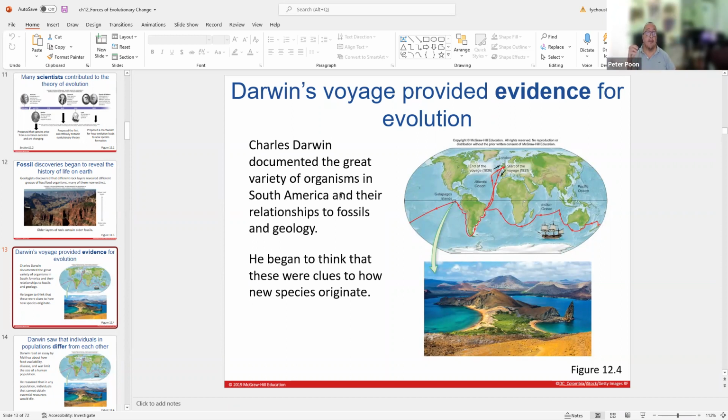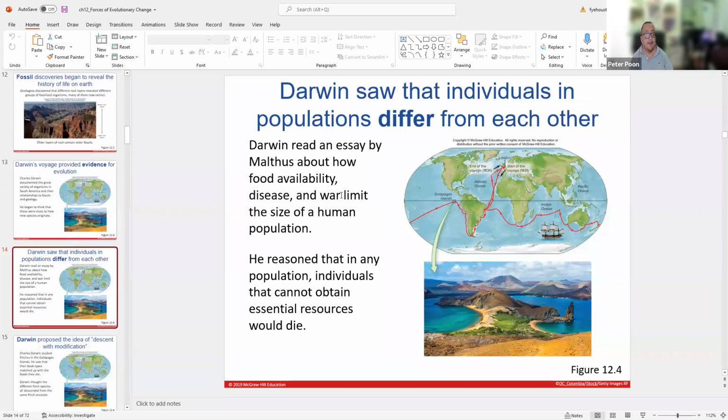Basically, he began to see a bunch of different animals on every island, and every island would be slightly different. He started to put things together on how they ended up differently. Darwin saw that individuals and populations differ from one another.